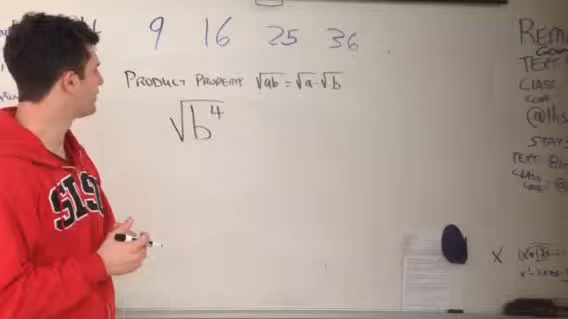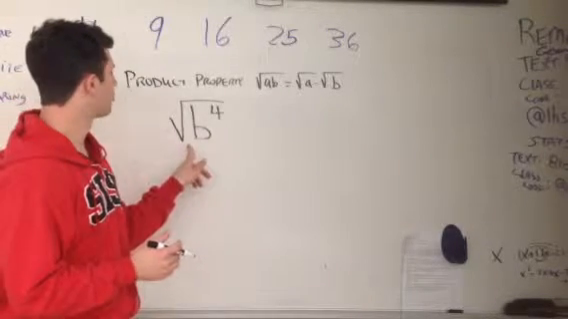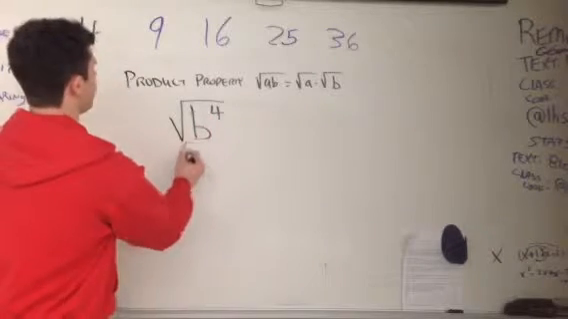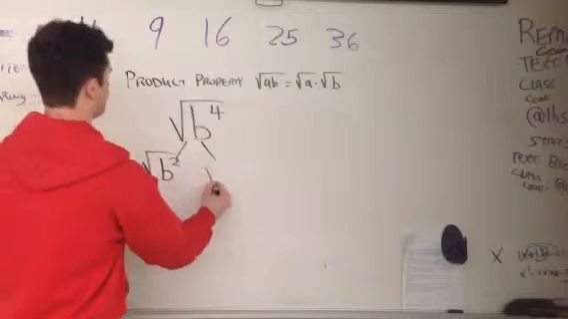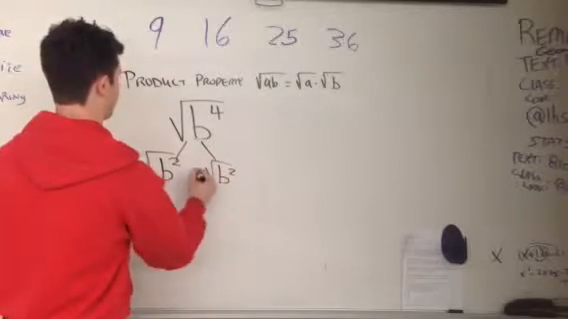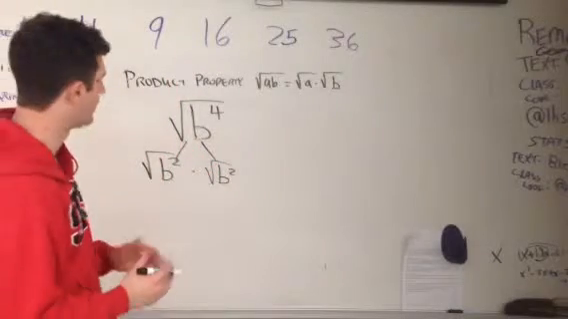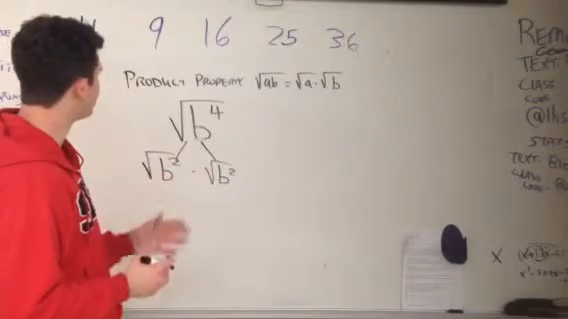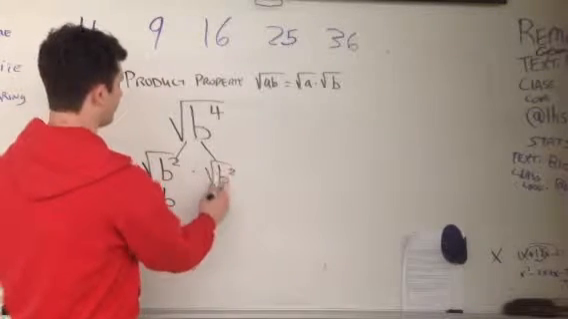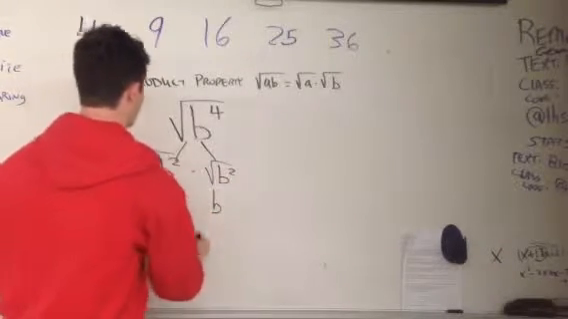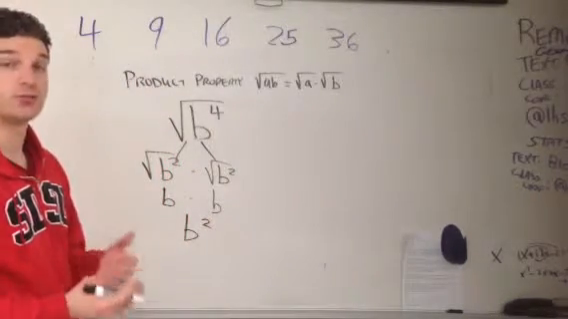Okay, so there are a couple different ways you can approach this. The first way I like to look at it: the square root of b to the fourth breaks down into the square root of b squared times the square root of b squared. So once again, I'm looking for pairs of the same thing. The square root of b squared is simply b. So I have b times b, which is b squared. So that's one way to look at it.